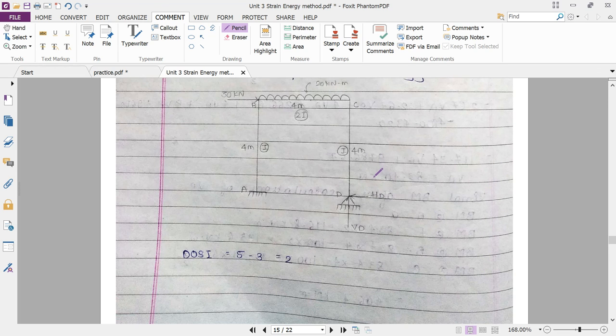Try to solve this numerical. We will see the detailed calculation of this numerical in our next lecture.